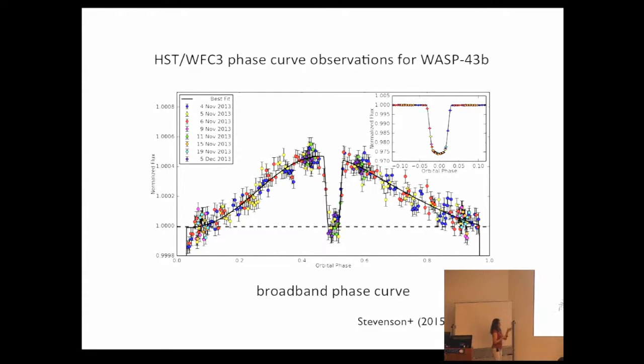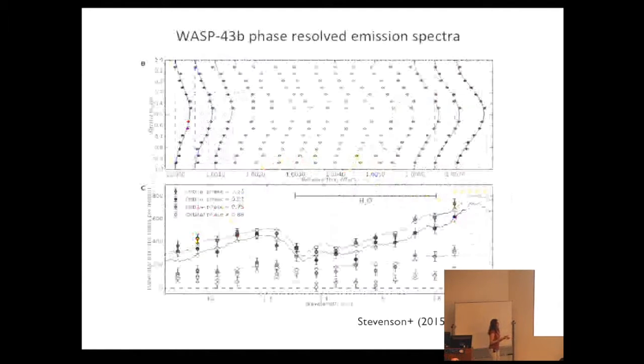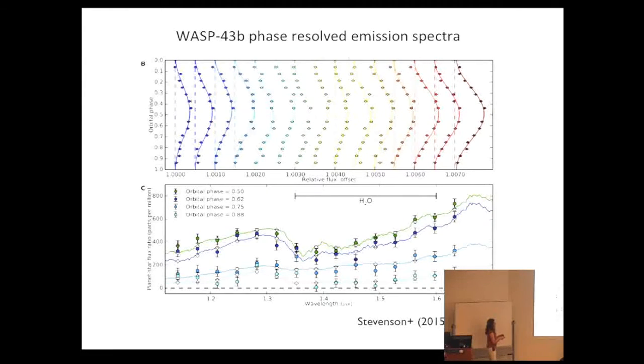And this is the band-integrated thermal phase curve, but we actually can break it up into spectroscopic phase curves like this. So they're shown, lying on their sides on the top panel. And what we can do with this is measure the phase-resolved thermal emission spectrum of the planet. So you can see as the dayside rotates into view, you have higher flux. There's a prominent water absorption feature here.